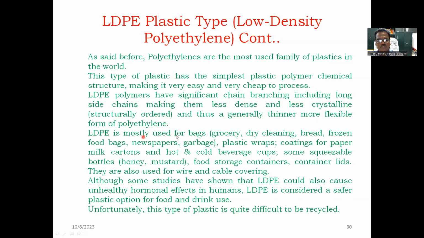Low density polyethylene is mostly used for grocery bags, dry cleaning bags, bread and frozen food bags, newspaper bags, garbage bags, plastic wraps, coatings for paper milk cartons and hot and cold beverage cups, some squeezable bottles for honey and mustard, food storage containers, and container lids. They are also used for wire and cable covering. Although some studies have shown that LDPE could also cause unhealthy hormonal effects in humans, LDPE is considered a safer plastic option for food and drink usage. Unfortunately, this type of plastic is quite difficult to recycle.